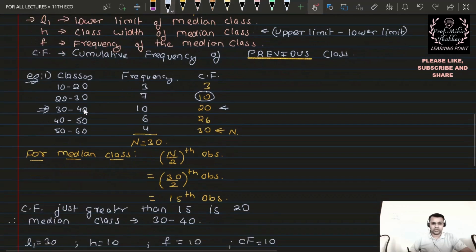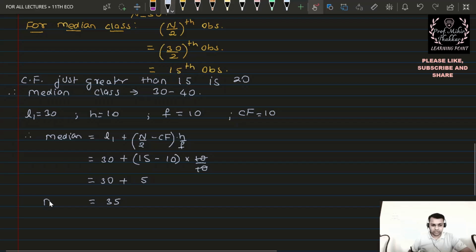Now in this sum you are not given any units, so we don't need to worry about the units at all. I can just say that median is equal to 35.